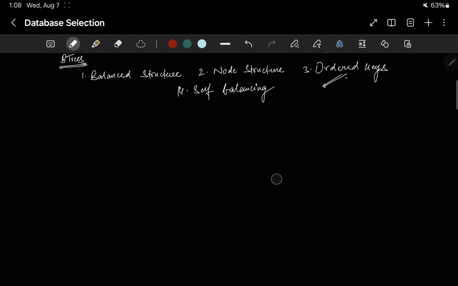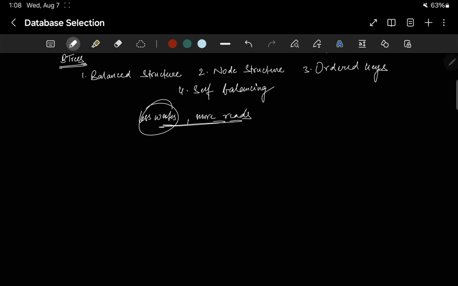Okay, and that's why it's good for read heavy systems and not write heavy systems, because write is slow. It's not that write is not possible, it's slower. That's why if you have fewer writes and more reads, then you can prefer this kind of database.